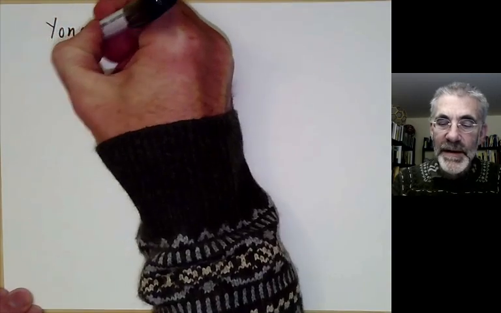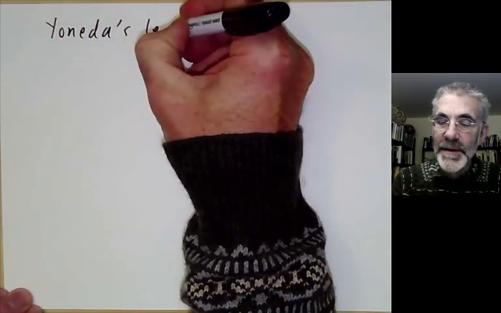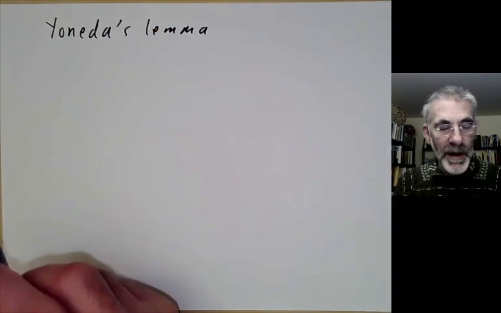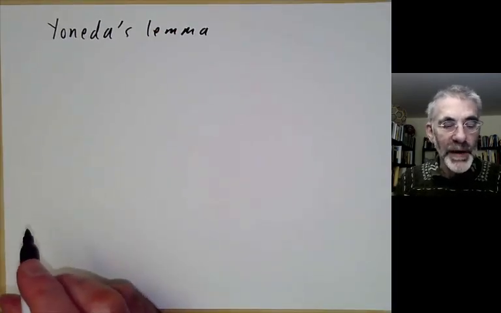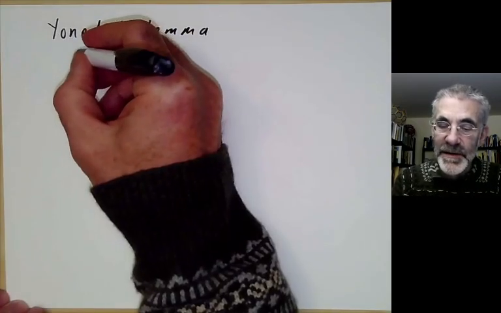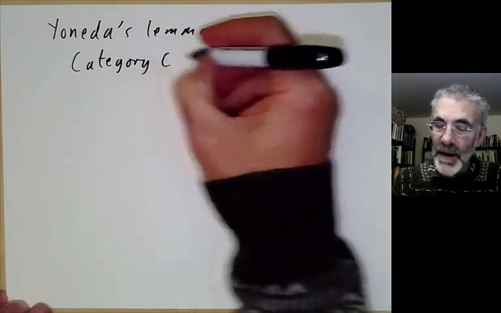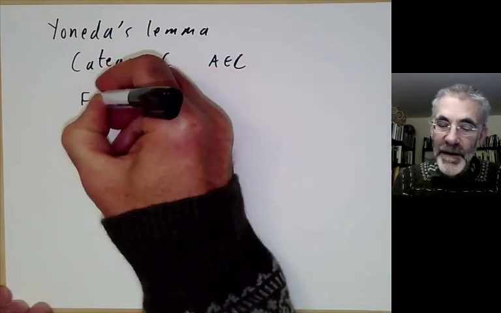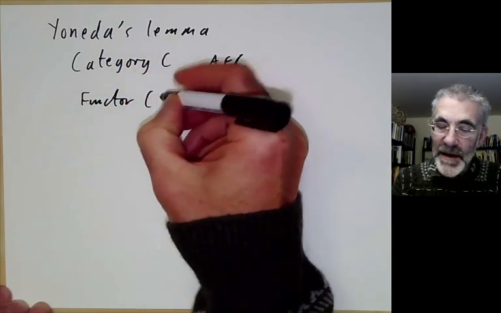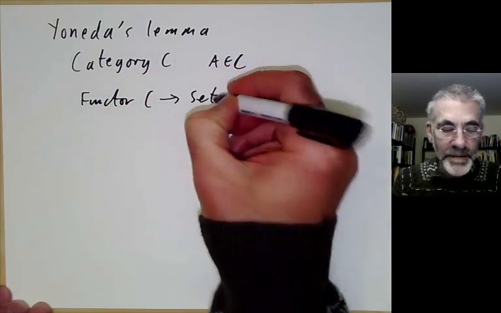This lecture is part of a series of lectures on category theory and will be about Yoneda's lemma. So Yoneda's lemma is mostly about representable functors, so I'm going to start by just recalling a bit about representable functors. So suppose we've got a category C and an object A of C. Then we can define a functor from C to sets.